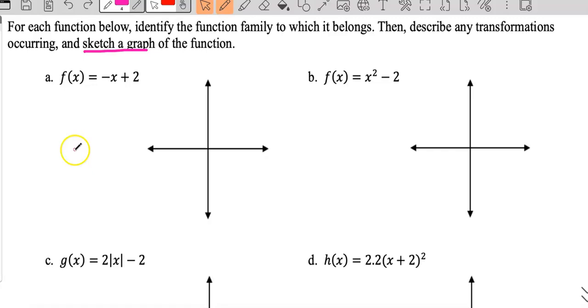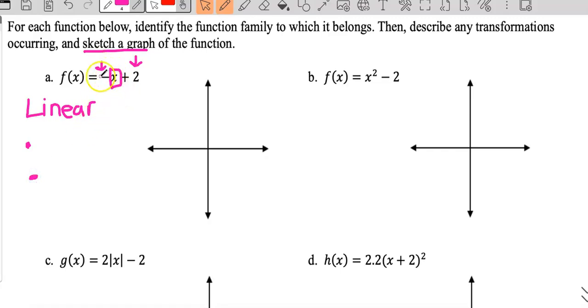All right, in part A, I've got f of x equals negative x plus 2. So I know if there's an x by itself, that makes it a linear function. So step 1, hey, that's its function family. Okay. The next thing is to describe any transformations. So I know last class, this was my parent function. So they've added 2 things to it. So I know I'm going to have 2 transformations to discuss.